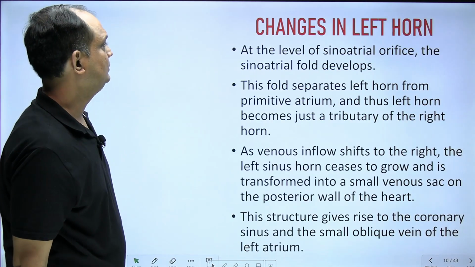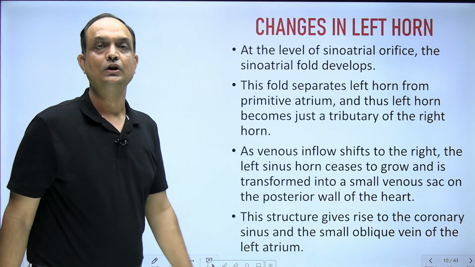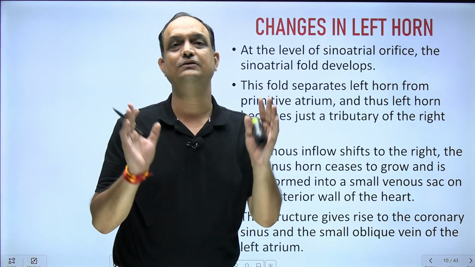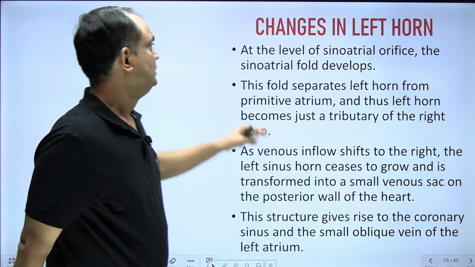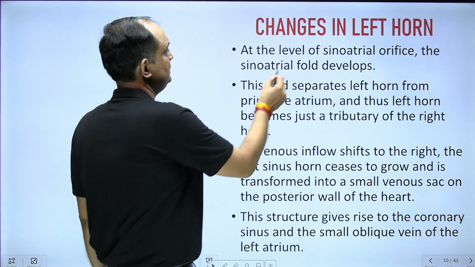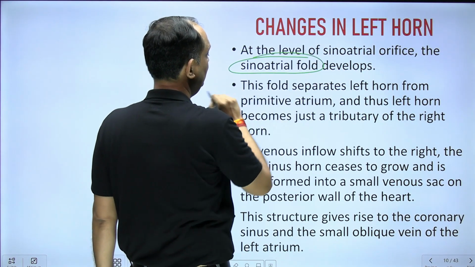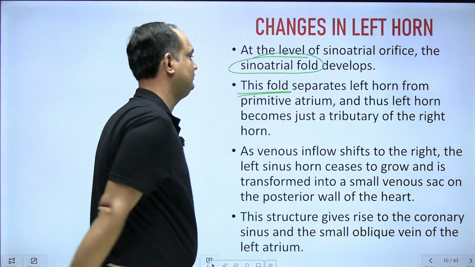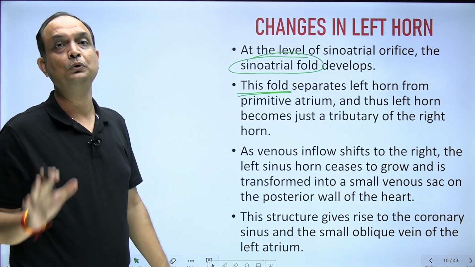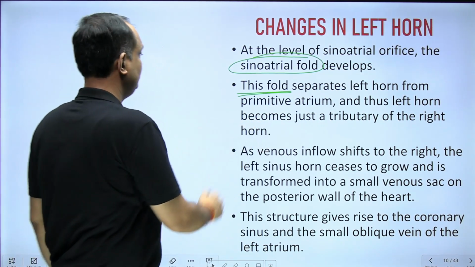Now we will talk about the change in the left horn. So I just told you what is the future of left horn, that the size of the left horn decreases. So why does it decrease? It decreases because there is a formation of the sinoatrial fold, and this fold separates the left horn from the primitive atria, and thus the left horn becomes just a tributary of right horn. So now what will happen?